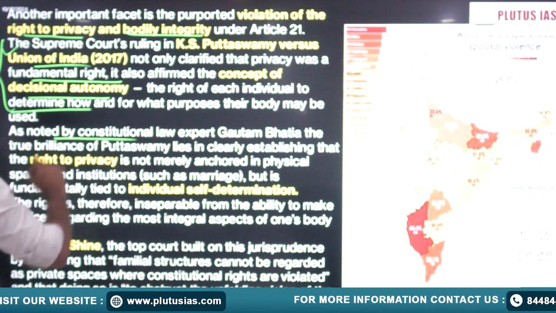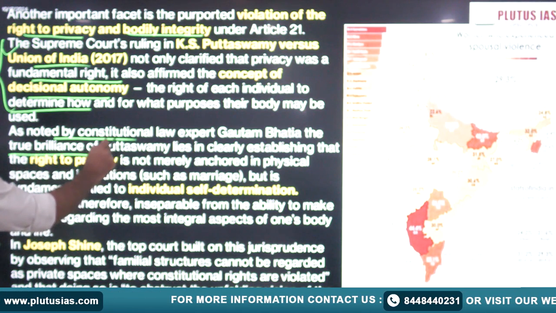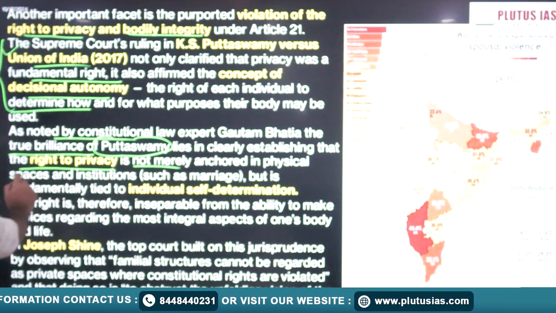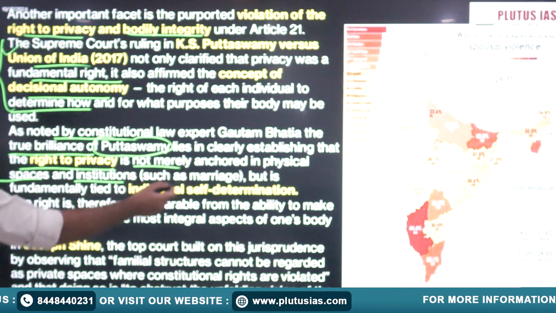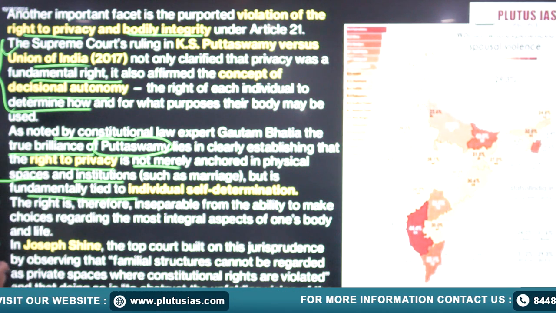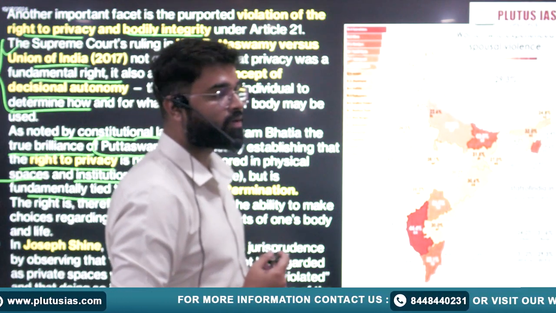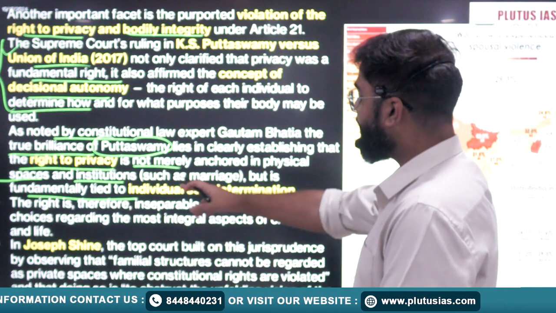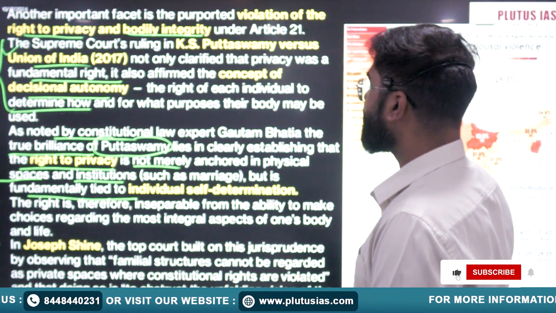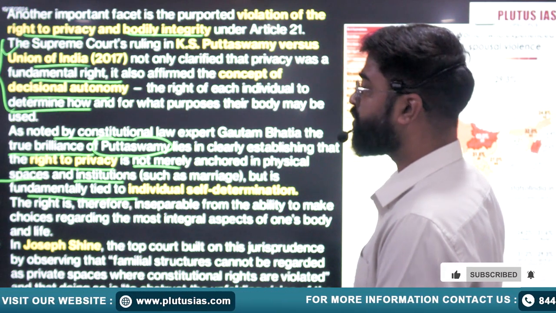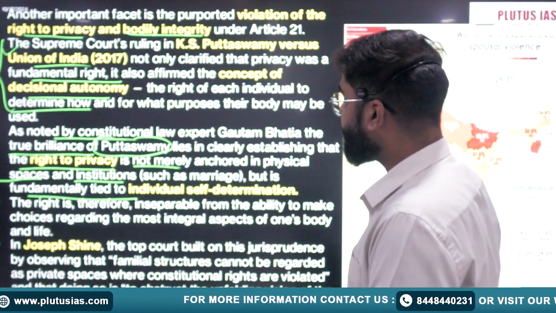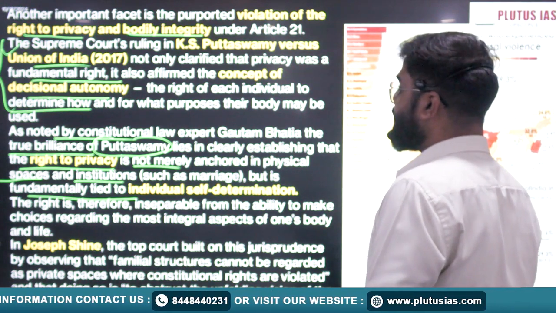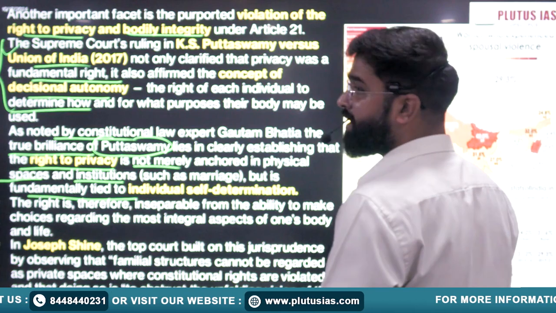As noted by the constitutional law expert Gautam Bhatia, the true brilliance of Puttuswamy lies in that it clearly established that the right to privacy is not merely anchored in the physical spaces and institutions such as marriage, but it is fundamentally tied with the individual self-determination. Okay? But this particular exception is violating all those things. The right is therefore inseparable from the ability to make choices regarding the most integral aspect of one's body and life. In Joseph Shine case, the top court built on the jurisprudence by observing that the familial structure cannot be regarded as the private space where the constitutional rights are violated.